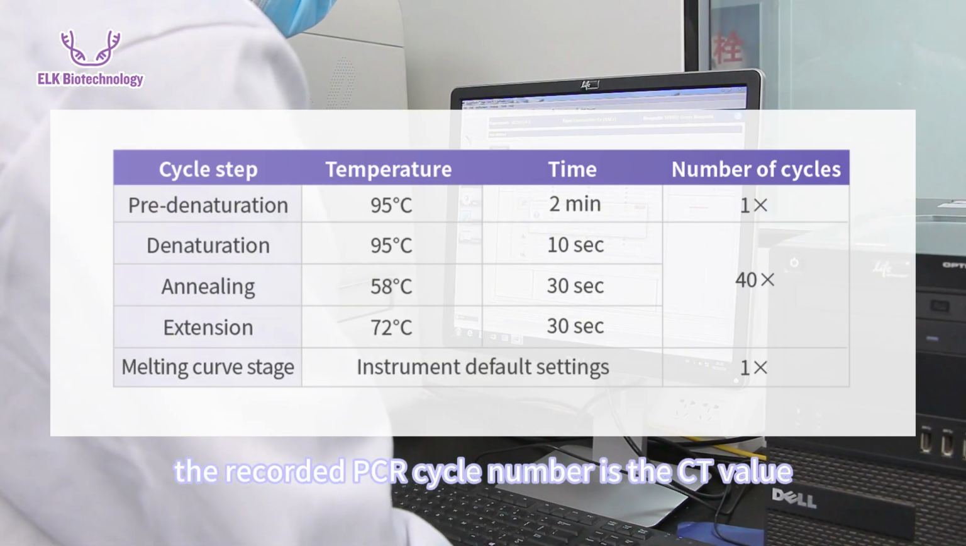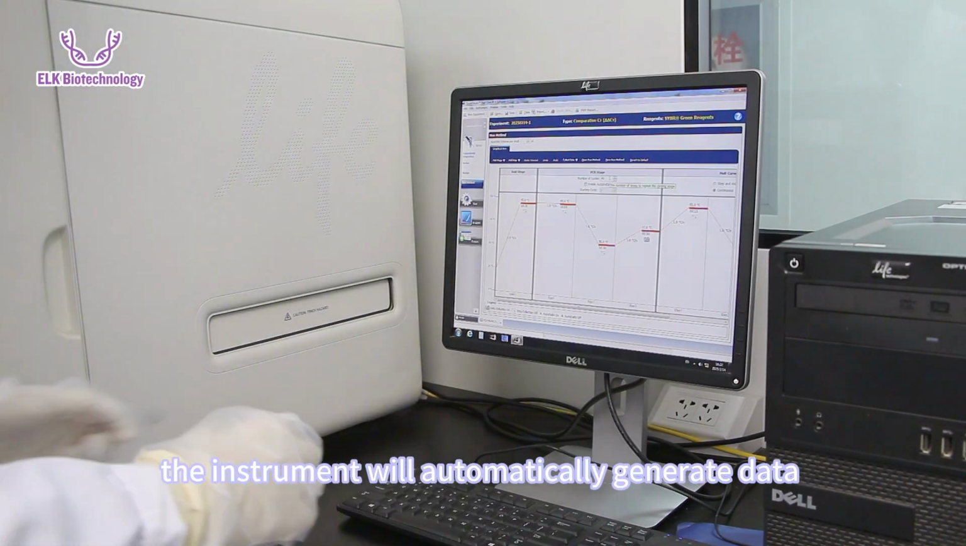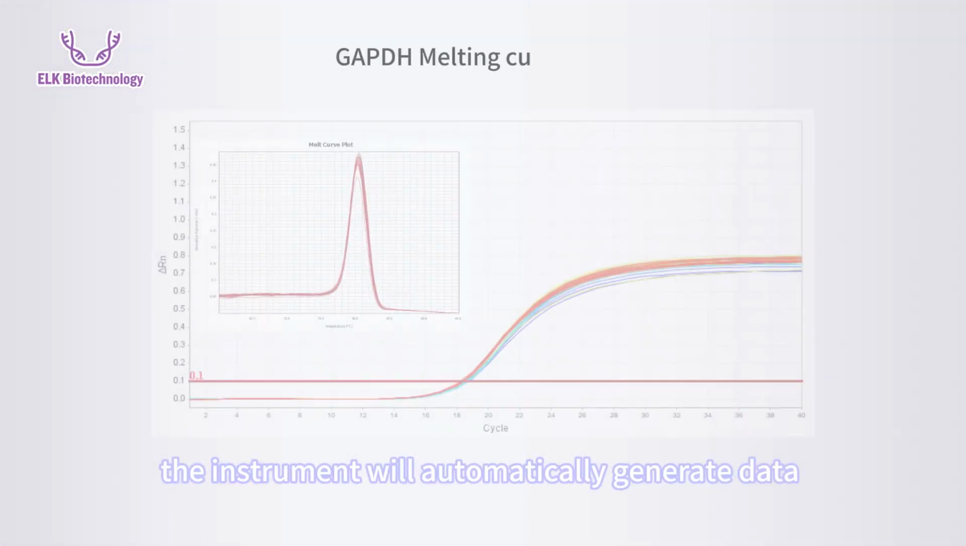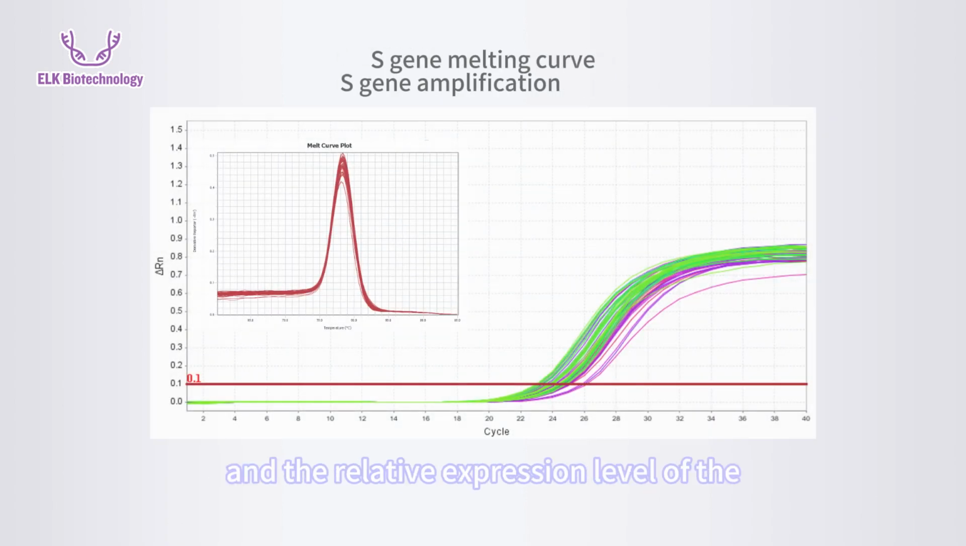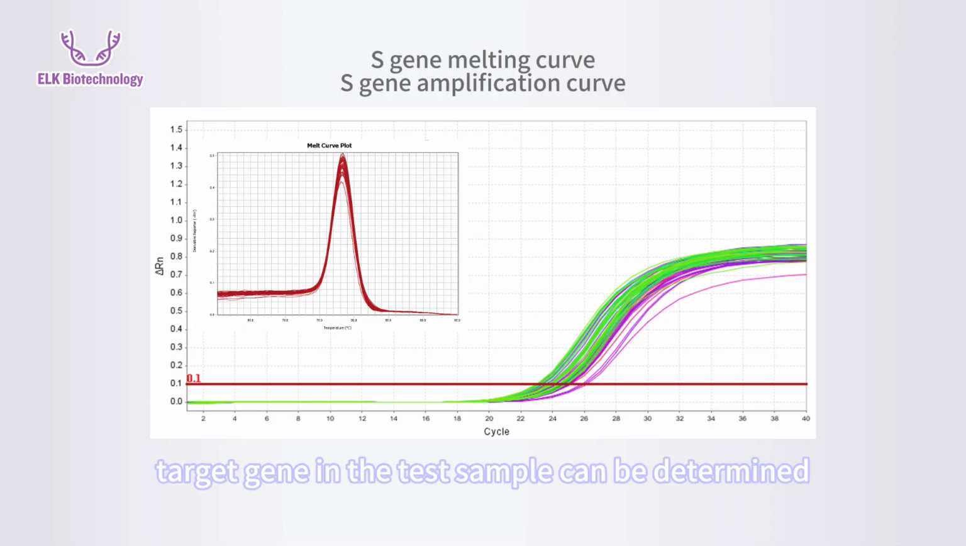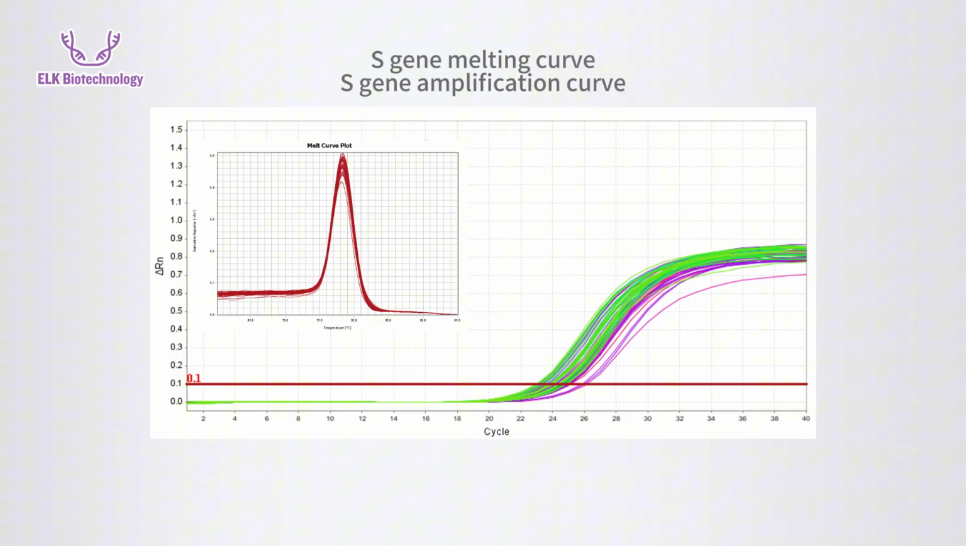is the CT value. After the reaction is completed, the instrument will automatically generate data such as CT value and melting curve. Through these experimental data, the relative expression of the target gene can be accurately analyzed, and the relative expression level of the target gene in the test sample can be determined.